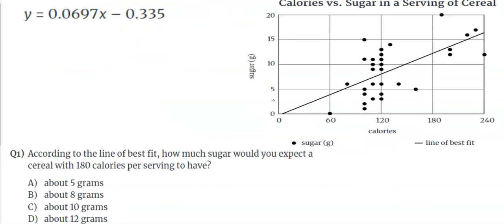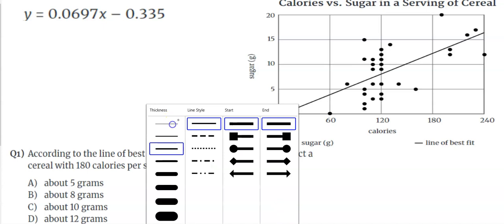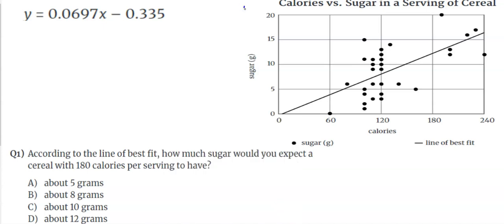Okay, so the first problem here is not too bad. It basically says, how much sugar would you expect a cereal with 180 calories per serving to have? So again, 180 would be here. And once you notice, each one of these points is a real data value. What I mean by that is, this data value means there are 240 calories for this particular cereal, and it has about 12-ish grams of sugar in it.